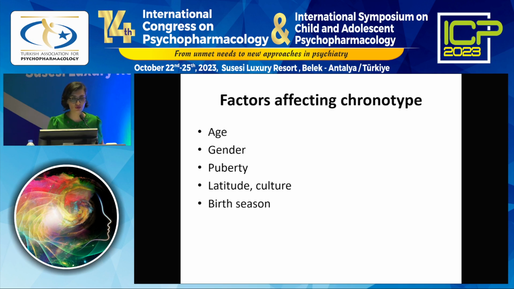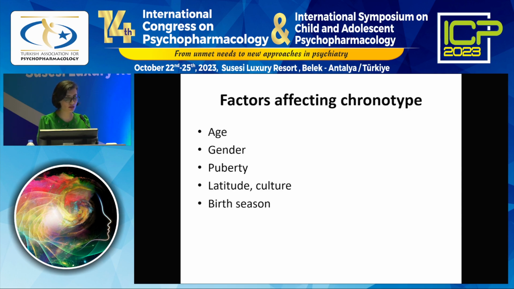There are some factors that affect chronotypes. For instance, age. In young people, we see more morning chronotype. When we go to puberty, at 12 or 14 years of age, people choose to be more of the eveningness type of chronotype. And when it comes to gender, we see that males are more evening chronotype when compared to women, according to studies with large sample sizes.